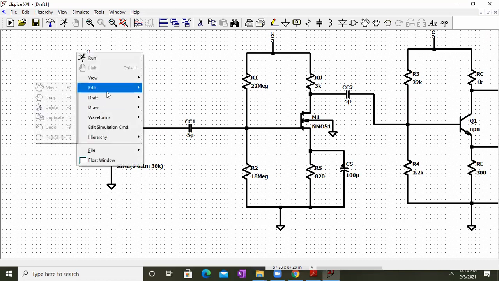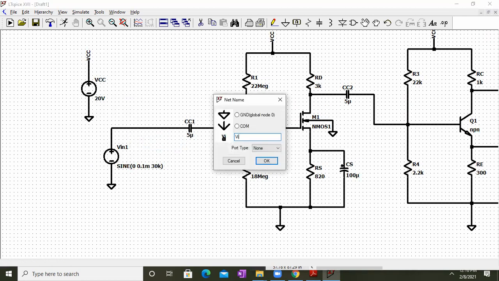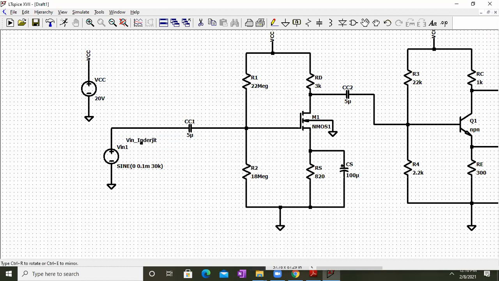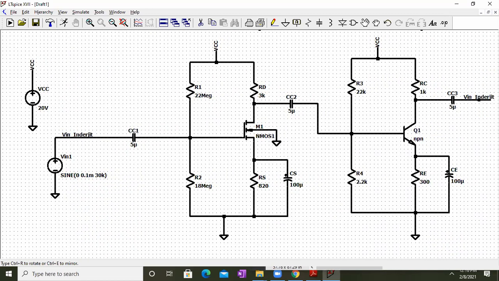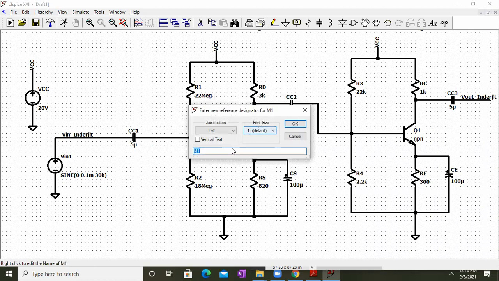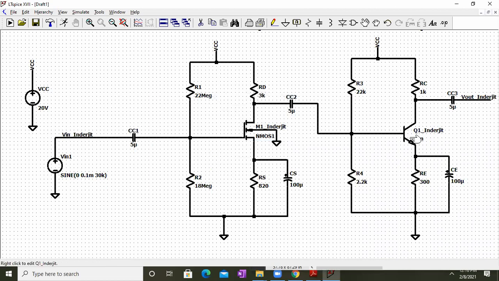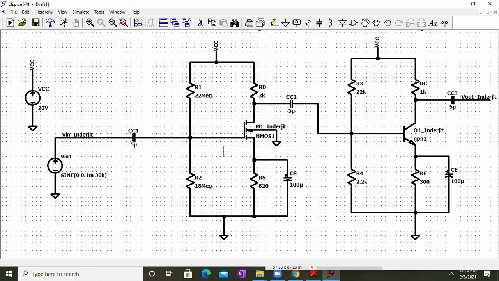So right click. Before doing that, let me label these nodes. So this is label net as v in underscore the name. And similarly, you have to label the output node over here. That will be v out underscore the name. Also name the transistor M1 as M1 underscore the name, and this will be Q1 underscore the name. Okay, and let me call this NMOS1, and this will be NPN1. So these are the changes which we have to do.